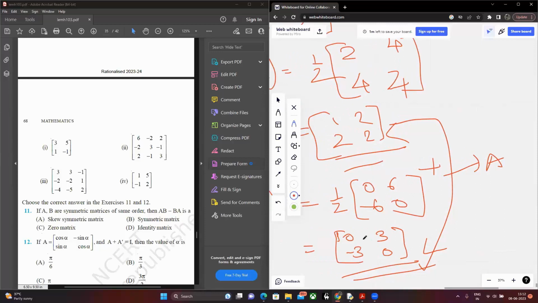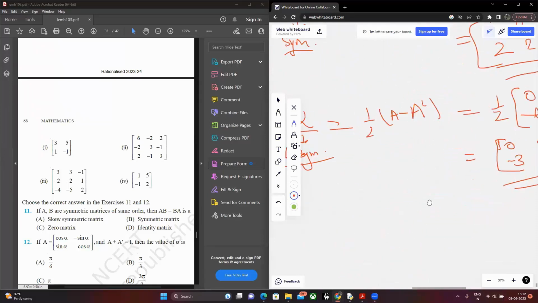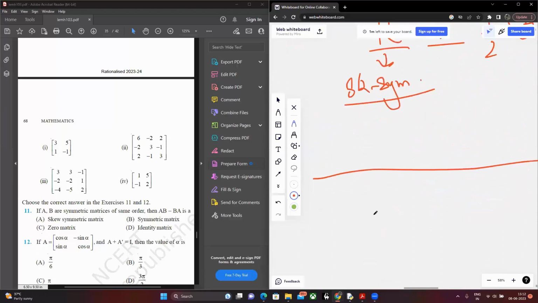Right? 2 plus 3 is 5. 2 minus 3 is minus 1. So you have 1, 5, minus 1. This is the original matrix. Right? So hence question number 10. And the exercise is almost over. Then we have just two questions, 11 and 12.